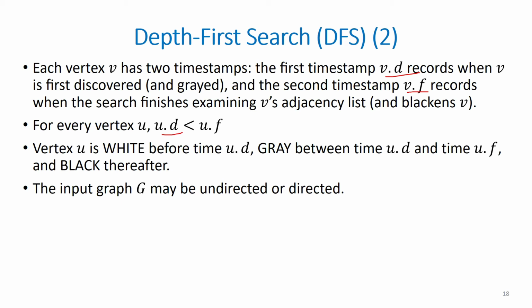So, before the time u.d, u is white. That is, it has not been discovered yet. Between time u.d and u.f, the vertex u is gray. After u.f, the vertex u turns black, which indicates that the search on adjacent neighbors of vertex u has been completed. Like BFS, DFS also runs on both directed and undirected graphs.